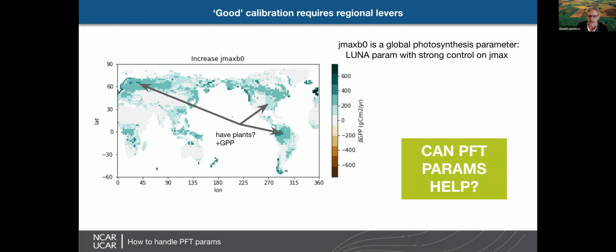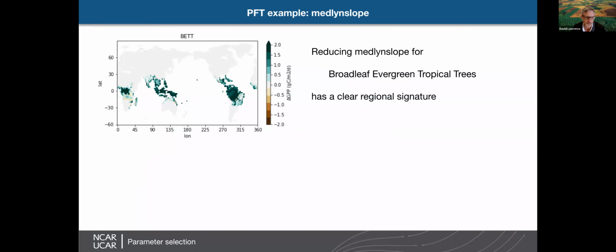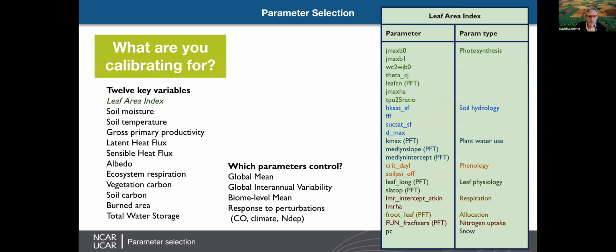So the question is, can PFT parameters help? And of course, you would expect that PFT level parameters would be able to help. So if you change the Medlyn slope for broadleaf evergreen tropical trees, that is only going to change behavior of the model where broadleaf evergreen tropical trees are. So we want to make sure we include a significant number of PFT level parameters within our sets of parameters to give us regional levers, and also make sure that within our infrastructure, we allow those parameters to be adjusted independently for different PFTs.